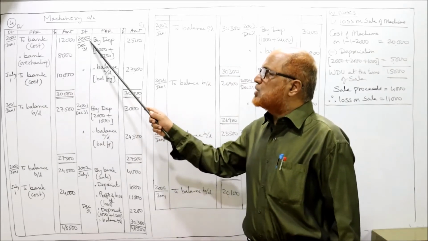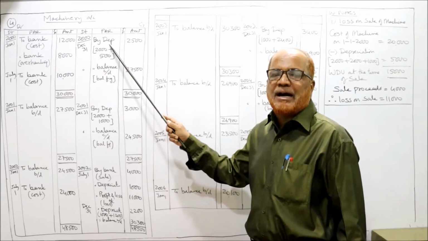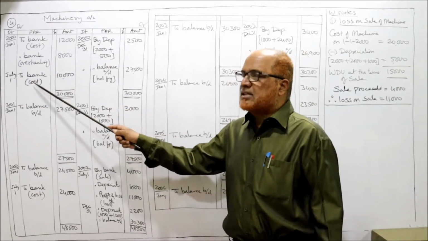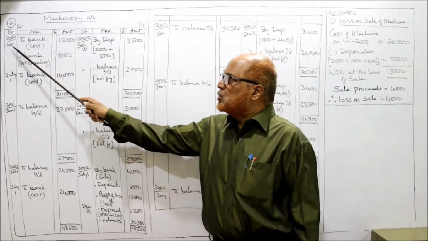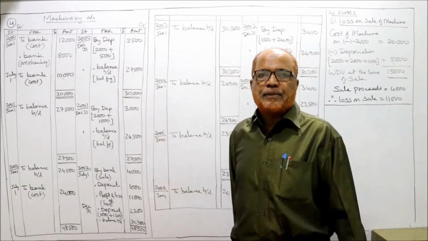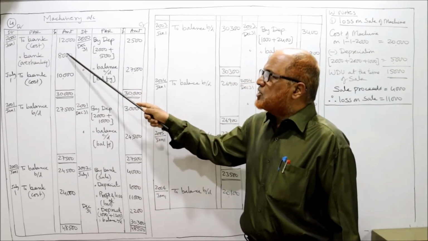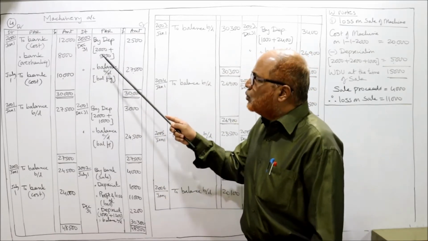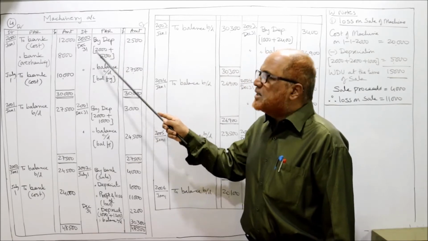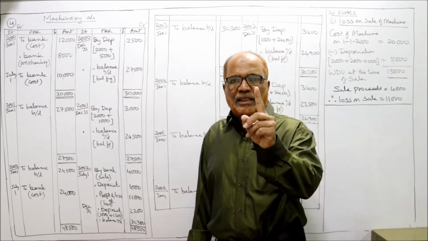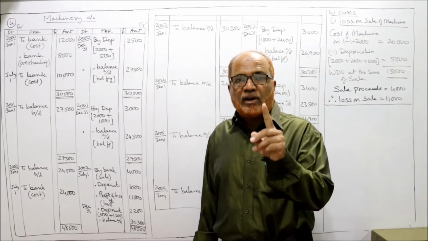The first year we close it, 2000 December 31st, by depreciation. Now we have to provide depreciation on two machines, first machine and second machine. The first machine was used from 1st Jan to 31st December, a full year. The cost of the machine is 20,000. 10% of 20,000, 2,000, is the depreciation. Second machine 10,000. So 10% of 10,000 is 1,000 for 1 year.